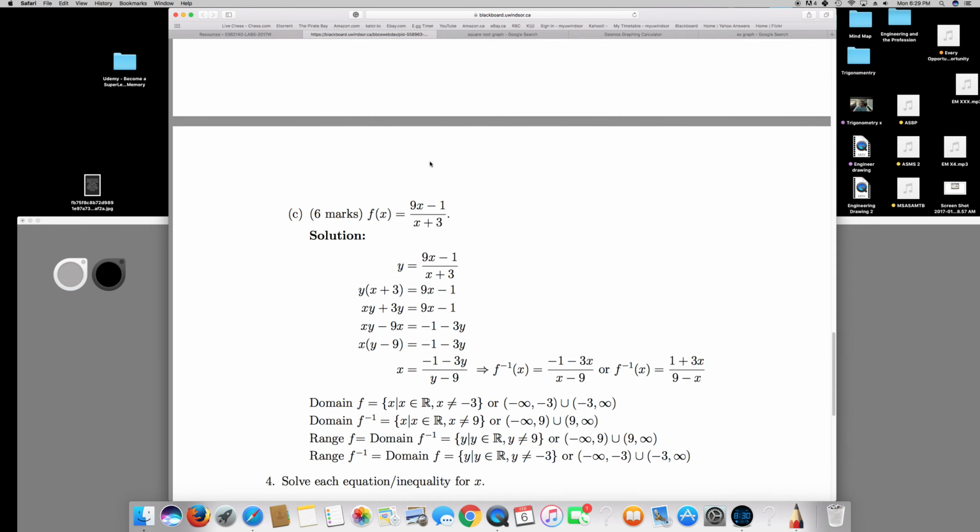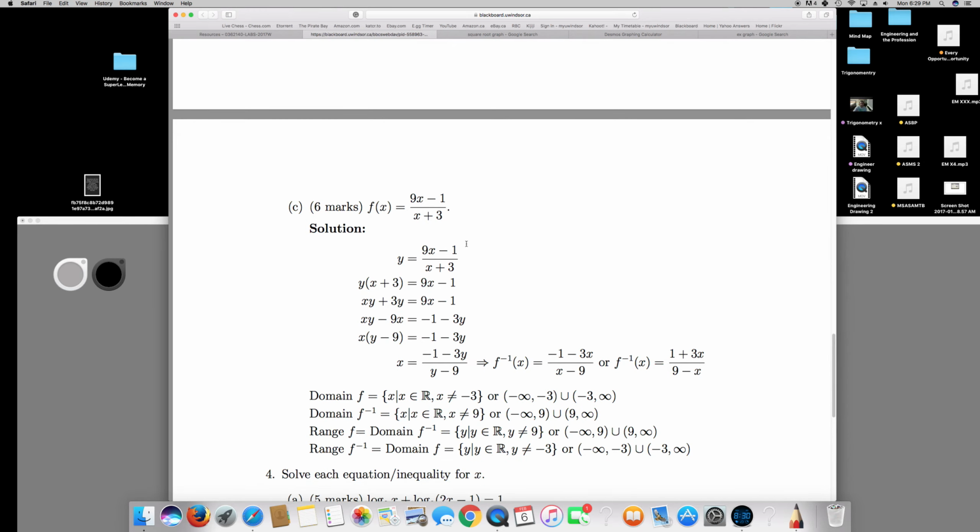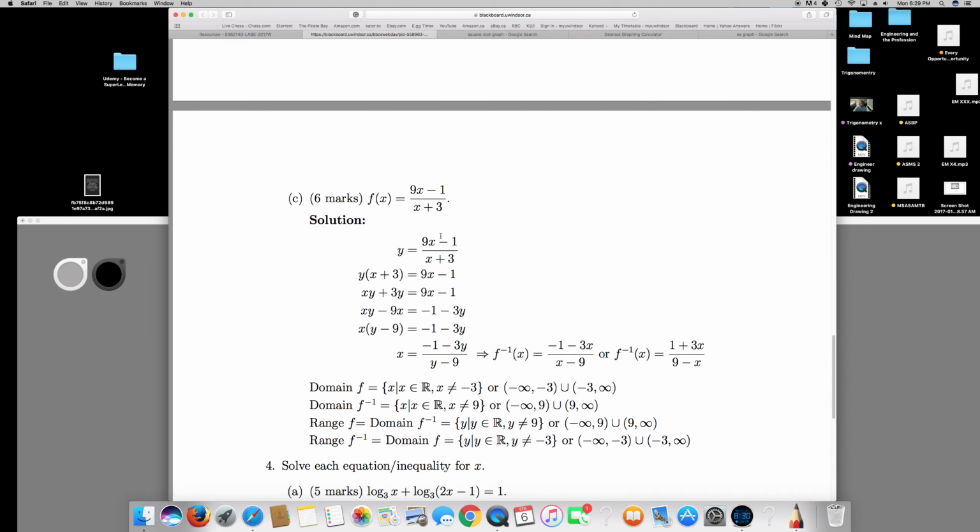And the next question is asking: f of x is equal to 9x minus 1 over x plus 3. What is the f inverse? To find the f inverse, as you know, we switch the x value and find the x value. So y is equal to 9x minus 1 over x plus 3. So I bring the x plus 3 to the other side. It's going to be y multiplied by x plus 3 equal to 9x minus 1.